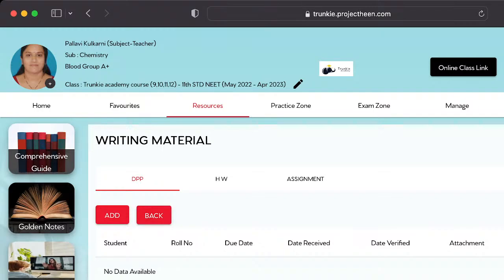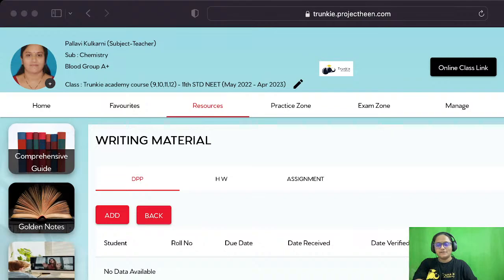Okay, so that's all for today, students, and in the next class we are going to discuss about the salts in detail. Or examples of salt we are going to discuss in the next class.